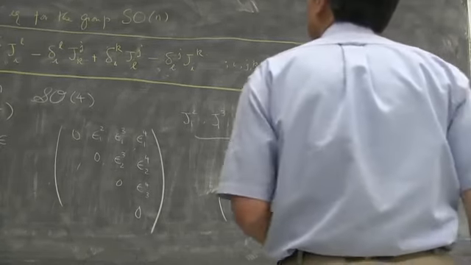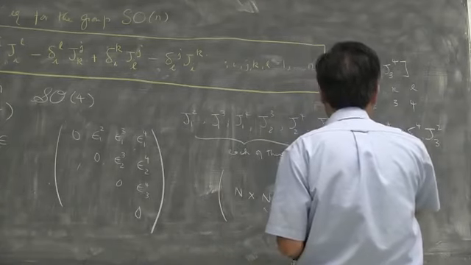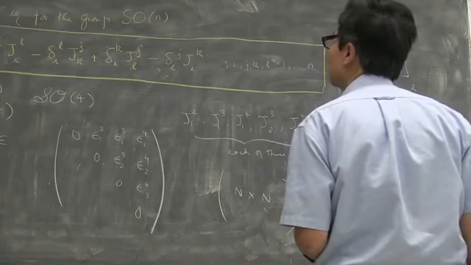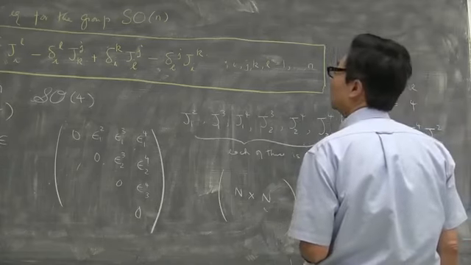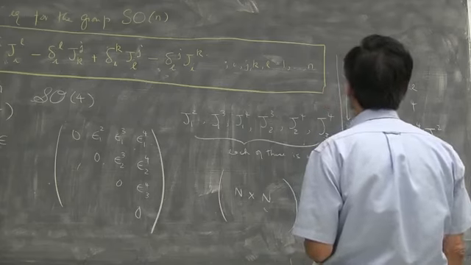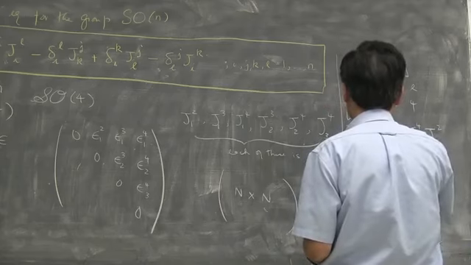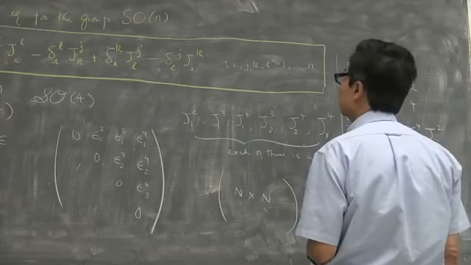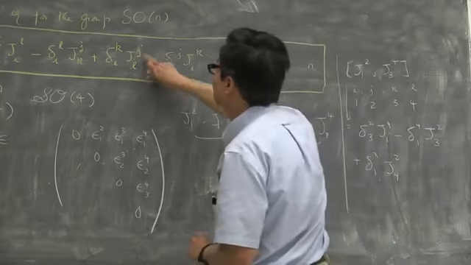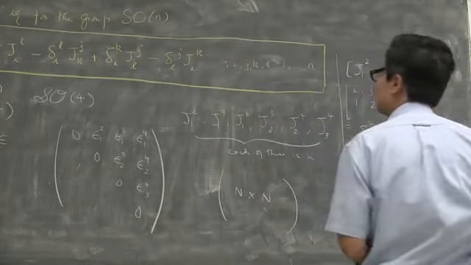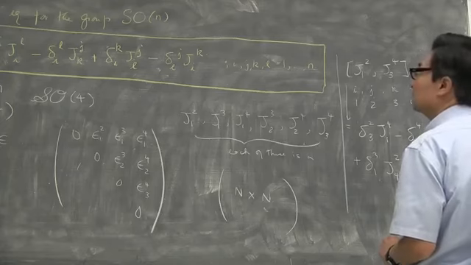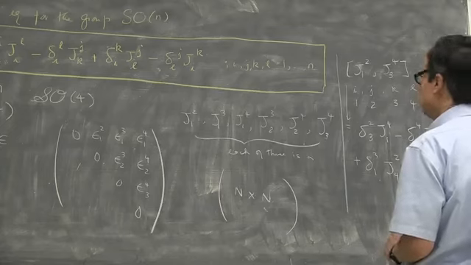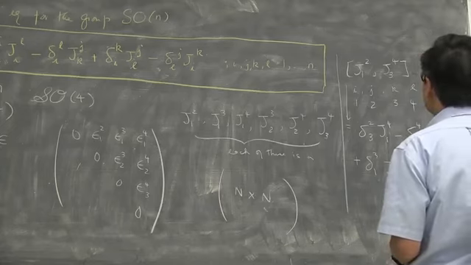Plus delta IK. What is IK? 1, 3. IK is 1, 3. And JLJ is 4, 2. Is that okay? Minus delta LJ for JIK.